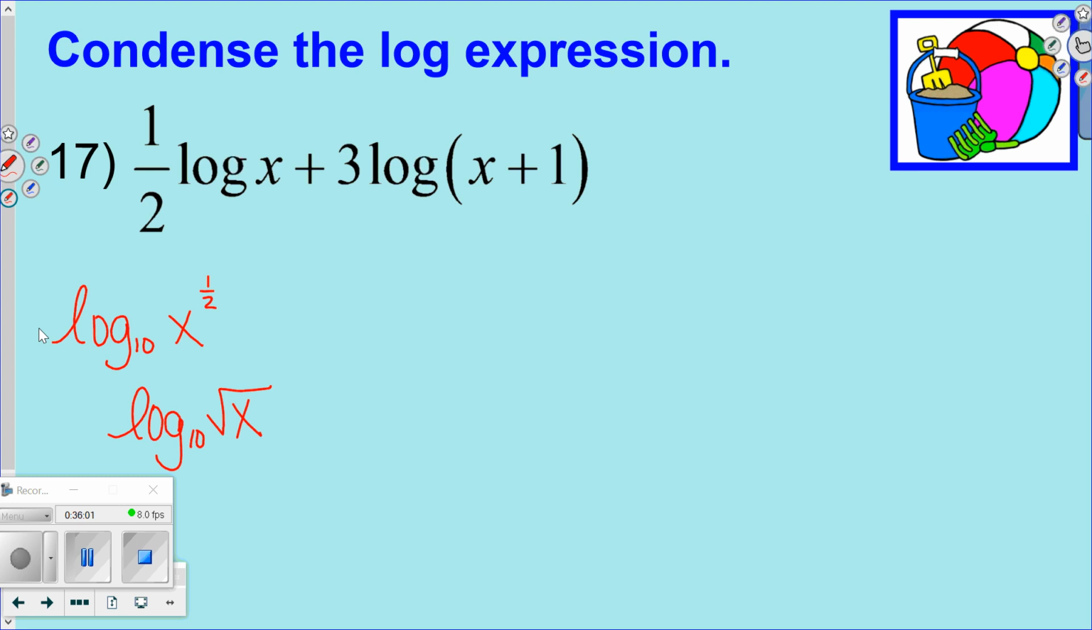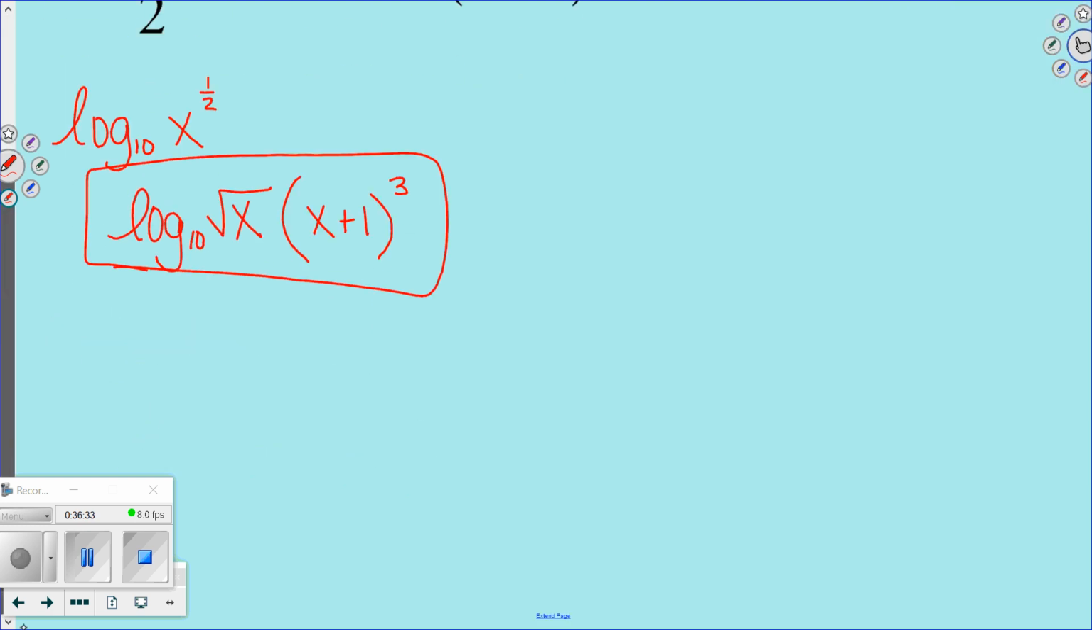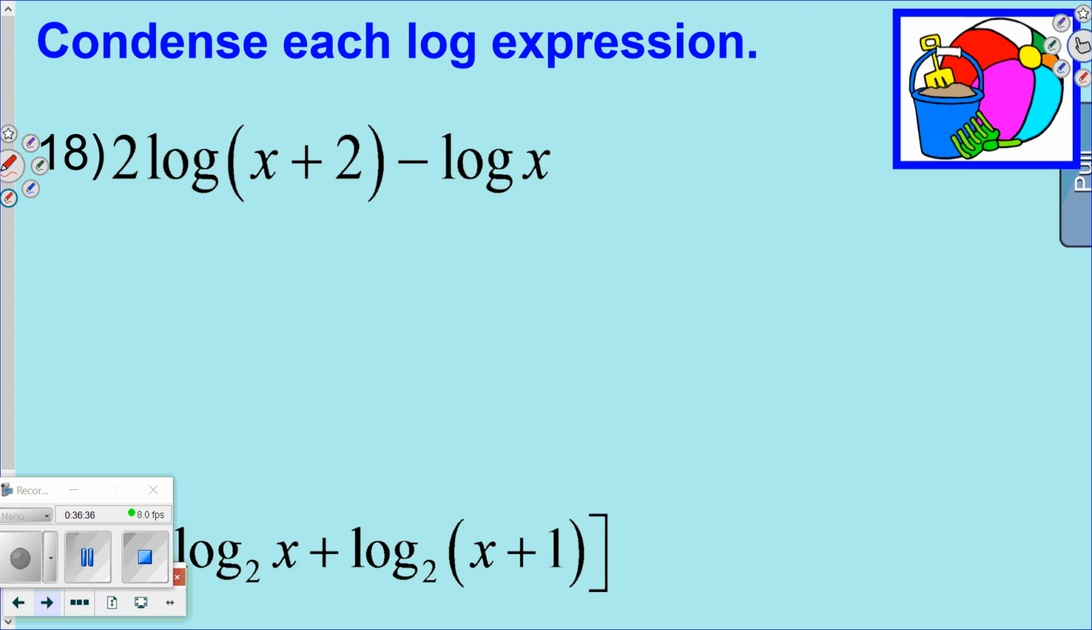All right, and then there's a plus, which means multiply. What's the 3 mean? That's an exponent. So I'm being multiplied by x plus 1 to the third. We are condensing. Condensing means I'm using my properties to kind of stick it all back together. It's kind of fun to do that. All right. Do number 18.